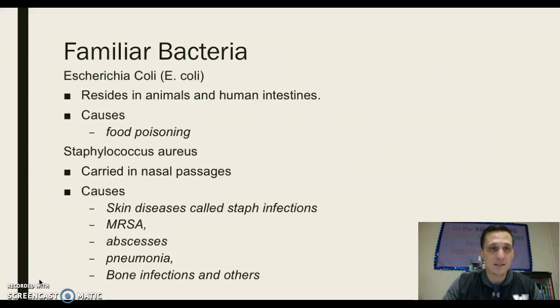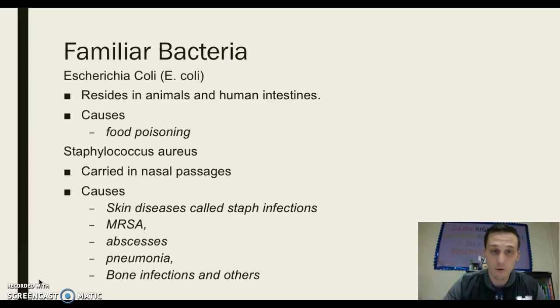Familiar bacterial diseases that we deal with, you can try to pronounce that big, nice word there, or you can be like everyone else and call it E. coli. But this resides in animals and in human intestines. What it causes is food poisoning. You eat something that has E. coli in it, you become very sick and ill.